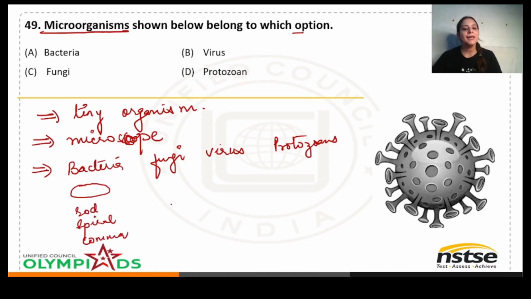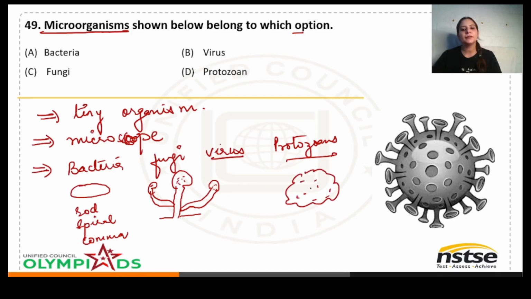Fungi is something like this. See, the structure of fungi is something like this. We call it mycelium, and it has got spores here. And virus, I'll tell you later. Protozoan, amoeba falls in this category. Let's take amoeba as an example for protozoans. So virus is basically, this is how they are shown.